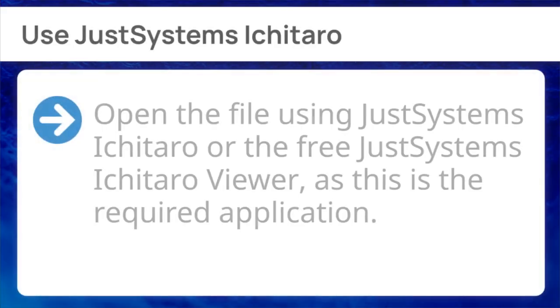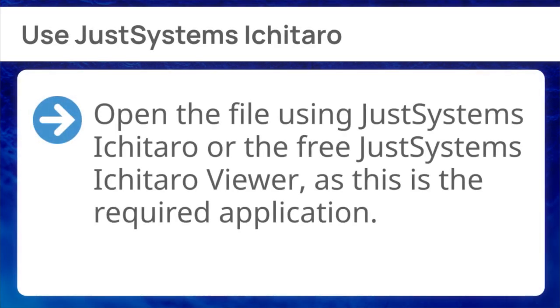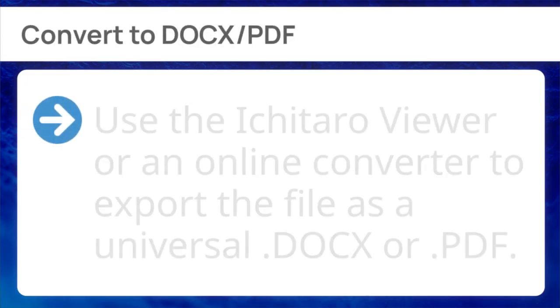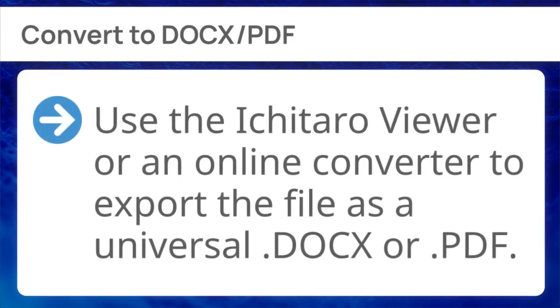First, use JustSystems Ichitaro. Open the file using JustSystems Ichitaro or the free JustSystems Ichitaro viewer, as this is the required application. Next, convert to DOCX or PDF. Use the Ichitaro viewer or an online converter to export the file as a universal DOCX or PDF.